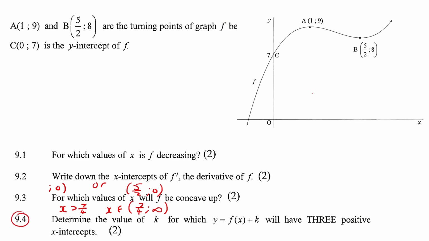Okay, this last one says, determine the value of k for which this expression will have 3 positive x-intercepts. Don't worry about the word intercepts for now. Just think of x values. Let's say, to get your mind on the right track of how these questions work, I drew a horizontal line over here. How many times does it cut the graph?